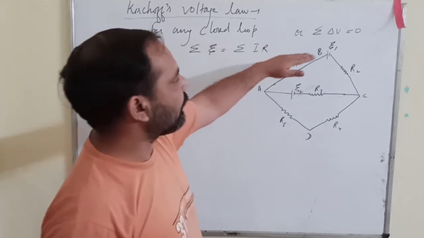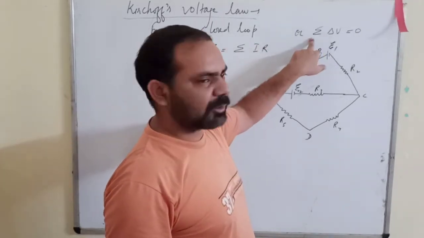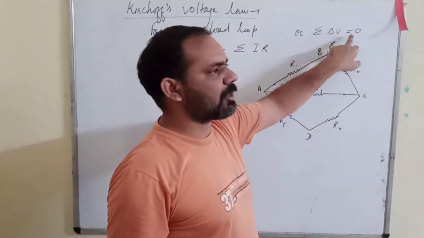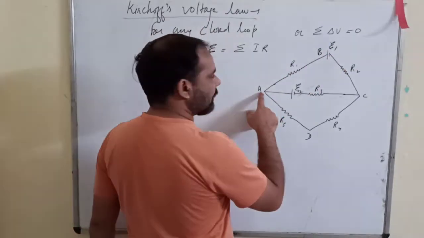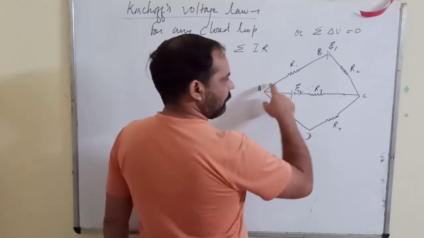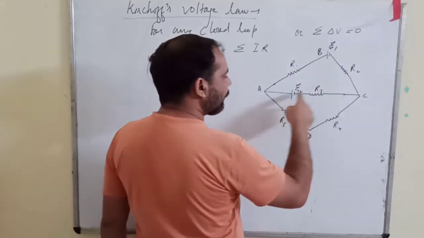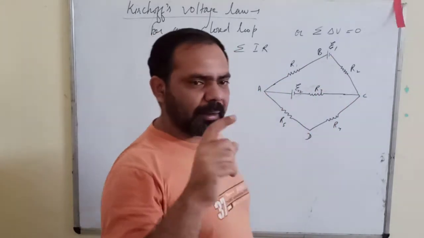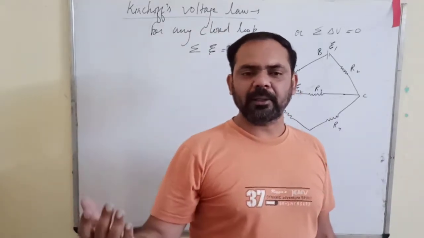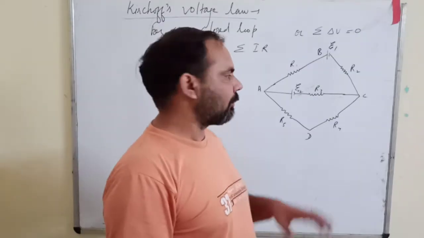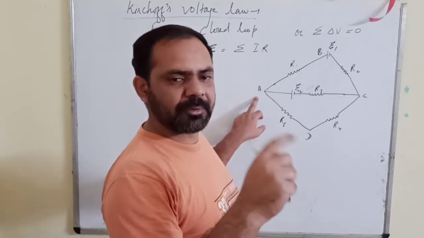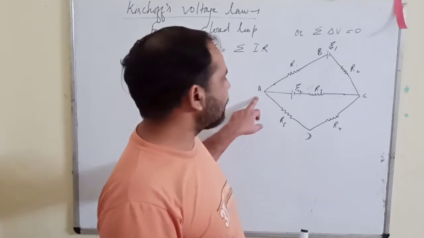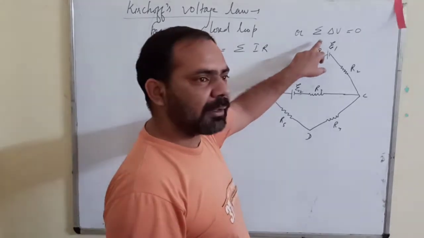Or in other words, you can write like this also, that the sum of the change in potential is equal to 0. The reason is that if you start from A, then go to B, then C, and come back again to A, if you finally reach the point A again, then A has a single value of potential. So the potential difference will be 0.